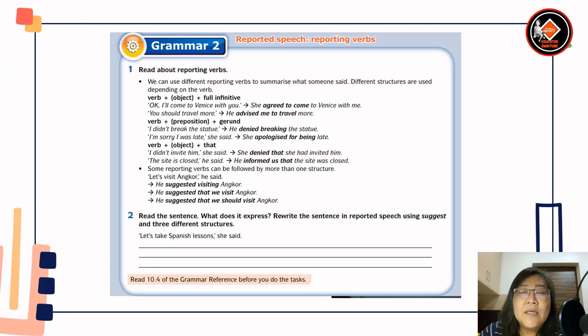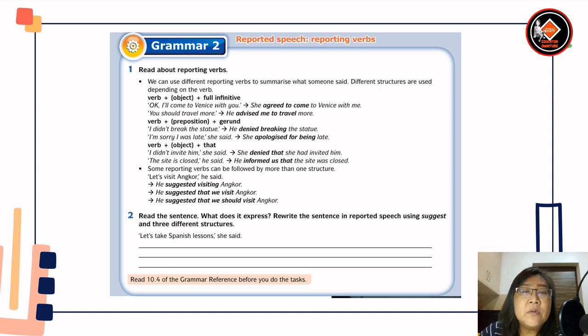Dear students, now we're going to learn the second grammar item, which is reported speech, reporting verbs. So read about reporting verbs. We can use different reporting verbs to summarize what someone said. Different structures are used depending on the verb. So here, remember, verb plus object plus full infinitive. "Okay, I'll come to Venice with you," she agreed. So agree is the verb. You can write the full infinitive: to come to Venice with me.